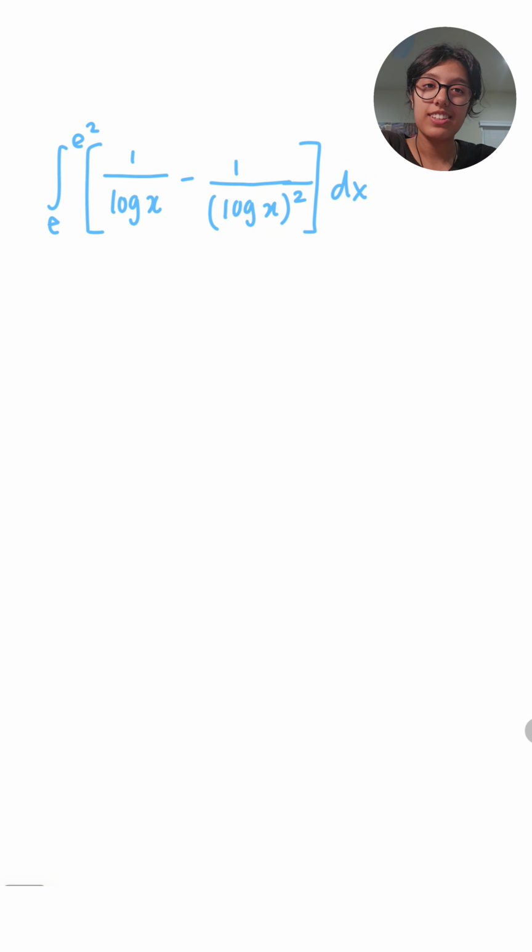Hey everyone, Sukanya here. Today we're going to be taking a look at how to solve this integral: the integral from e to e squared of 1 over log x minus 1 over log x squared dx. And I'll give you a hint. We have to apply integration by parts to solve this integral.